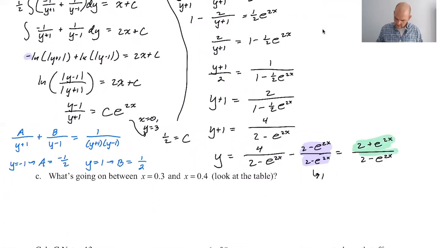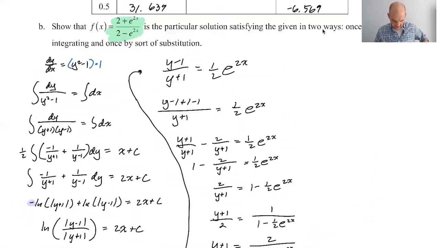So this is 4 minus 2 is 2, minus negative is plus e^(2x), over 2 − e^(2x). So y = (2 + e^(2x))/(2 − e^(2x)). Check that out. There we go. Now, why were we allowed to drop the absolute values? I don't know if I have a great explanation for that.